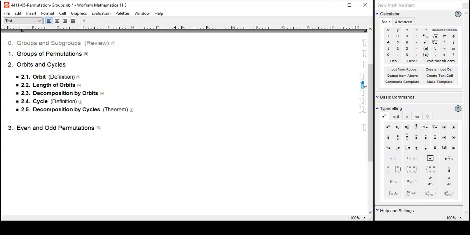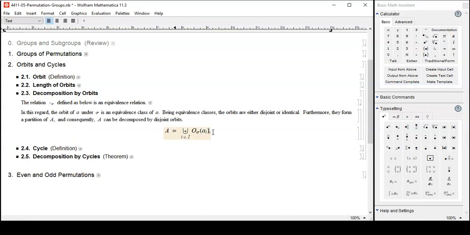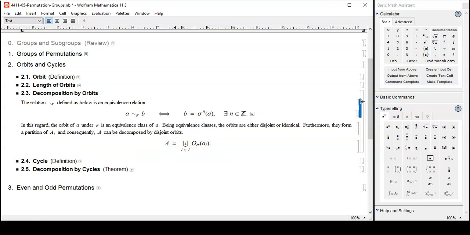Now, 2.3 is also a change of viewpoint, but not directly related to lesson 4. What we want is to decompose the original starting set into a disjoint union of different orbits. But then again, it follows immediately from equivalence relations and equivalence partitions. It's not what we did in lesson 4, but that's something we did in lesson 1, if you remember.